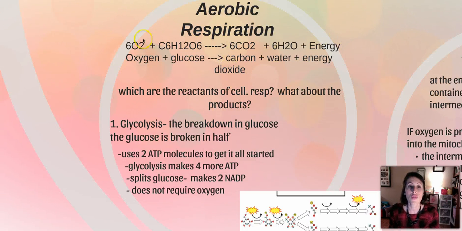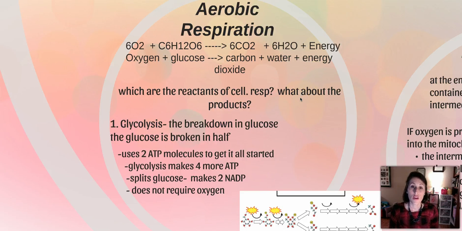I really need you to know this formula. And I've written the molecular formula as well as the formula in words. So we have oxygen and glucose together gives us carbon dioxide and water and of course energy. So what are the reactants of cell respiration, and what about the products? Remember that reactants are the ones that are going into the process. The products are the ones that are coming out of the process. Okay, so let's get started.